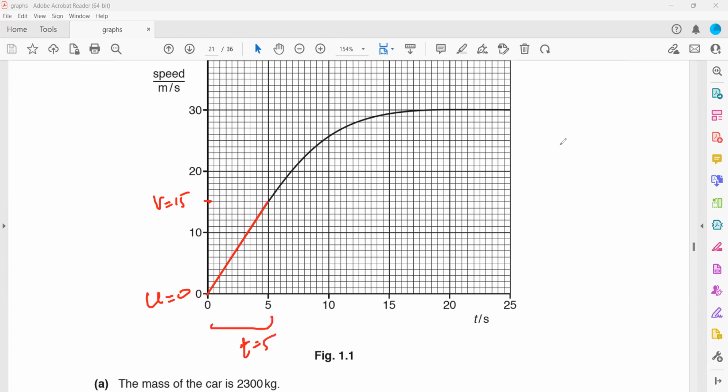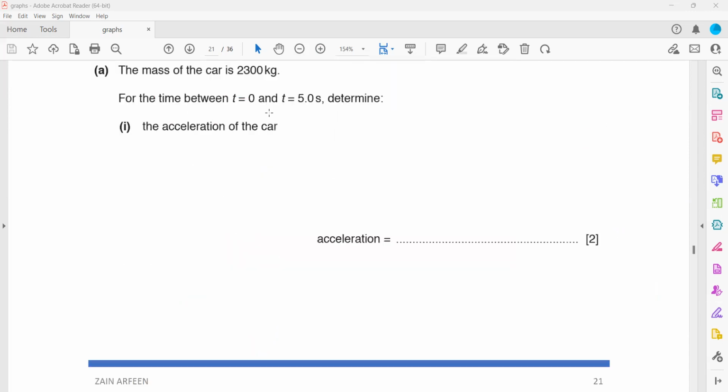So if you want to calculate the acceleration, it's the change in velocity divided by time. So it is 15 minus 0 divided by 5, which is equal to 15 divided by 5, or we can say 3 meters per second squared. So the acceleration of the car was 3 meters per second squared.